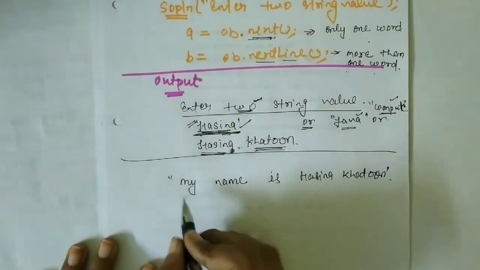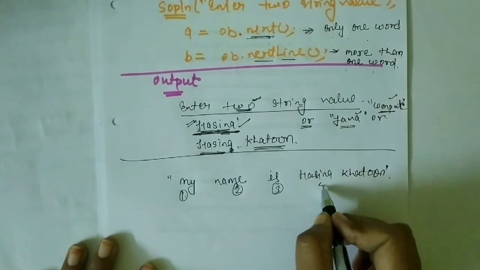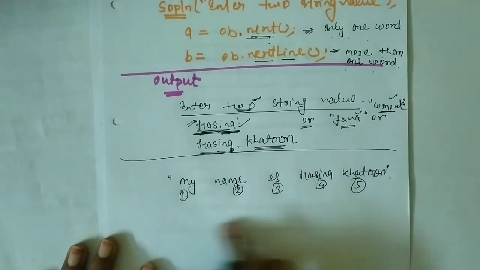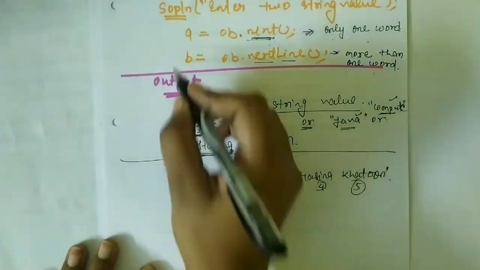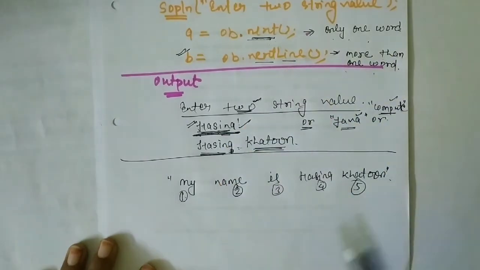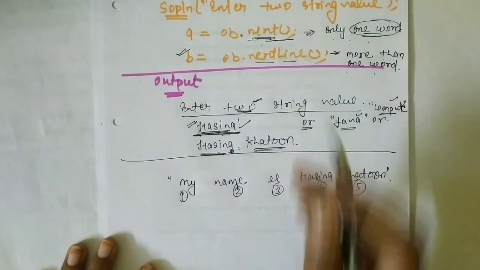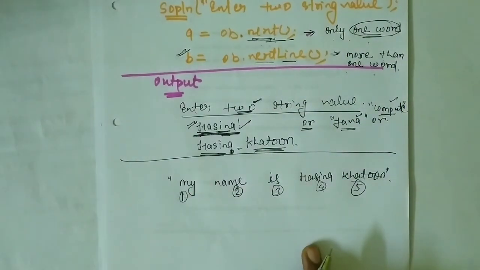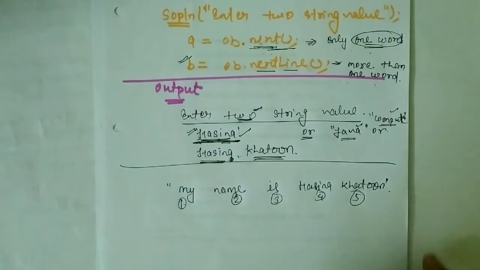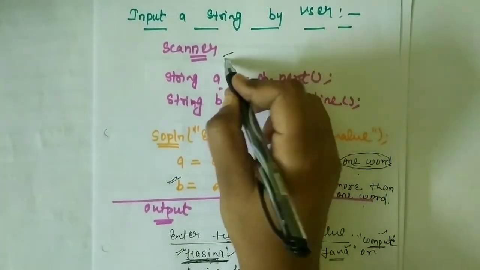How many words? Here there are 1, 2, 3, 4, 5, so 5 words. So I have to use object dot nextLine. But if you want to enter only one word, use object dot next. So this is the method to accept a string value from the user by the Scanner class.